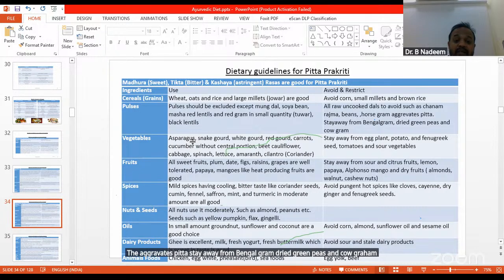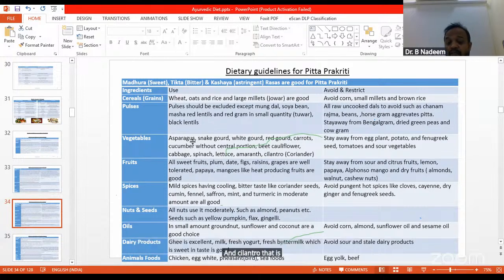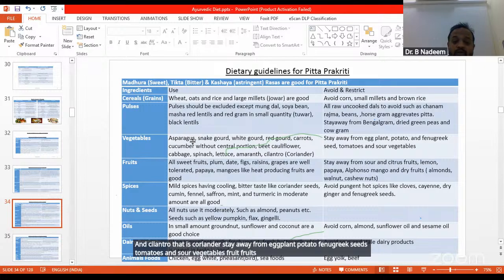Vegetables, asparagus, snake gourds, white gourd, red gourd, carrots, cucumber without central portion, beet, cauliflower, cabbage, spinach, lettuce, amaranth, and cilantro, that is coriander. Stay away from eggplant, potato, fenugreek seeds, tomatoes, and sour vegetables. Fruits, all sweet fruits, plum, date, figs, raisin, grapes are well tolerated. Papaya, mangoes, like heat producing fruits, are good. Stay away from sour and citrus fruits, lemon, papaya, alfonso, mango, and dry fruits.